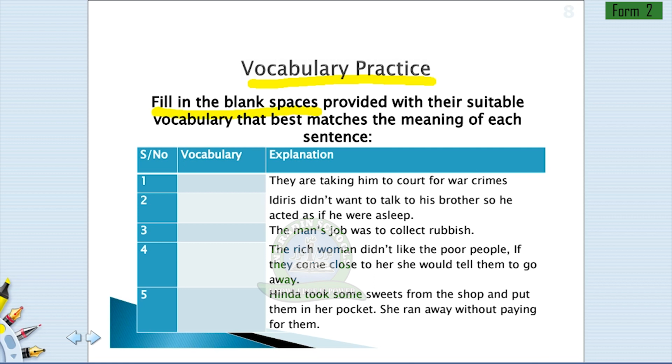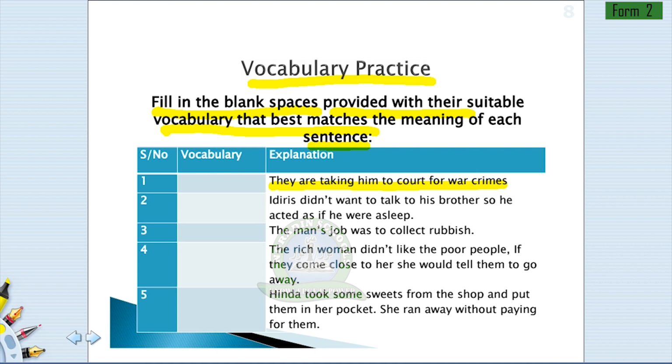Fill in the blank spaces. Here, there are some blank spaces provided with their suitable vocabulary that best matches the meaning of each sentence. Here we have put some sentences, but the answers are hidden. We cannot see. Here is the vocabulary, and this is the explanation or the sentences. We are going to fill in these blank spaces with their suitable words.